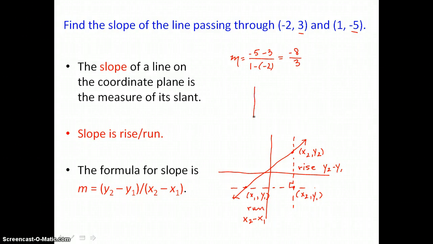Now if we look at this line on the coordinate plane, graph negative 2, 3, and 1, negative 5, and draw the line through those 2 points, we see that this line falls from left to right on the coordinate plane, and it has a negative slope.